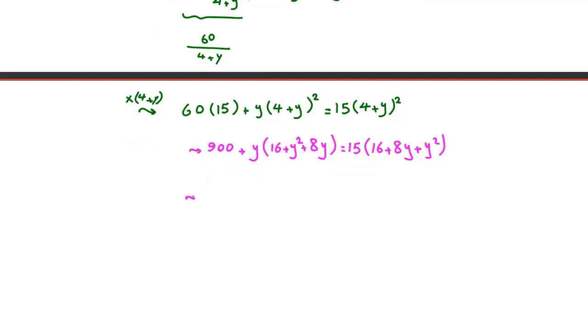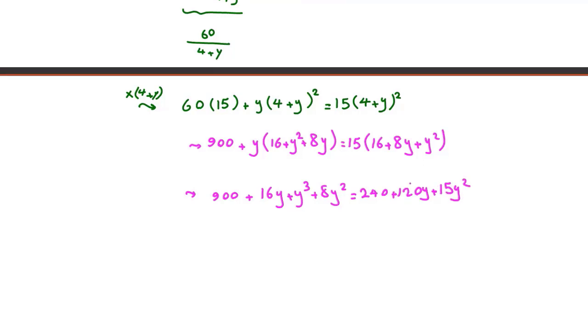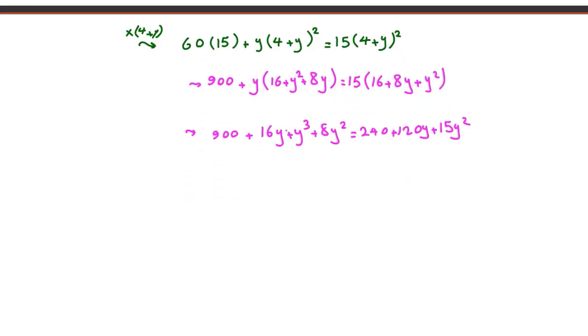Now, in the next step, we can say 900 plus 16y plus y cubed plus 8y squared equals 15 times 16, 240, plus 120y plus 15y squared. Okay, let's simplify as much as we can. So here we say y cubed, we consider this.